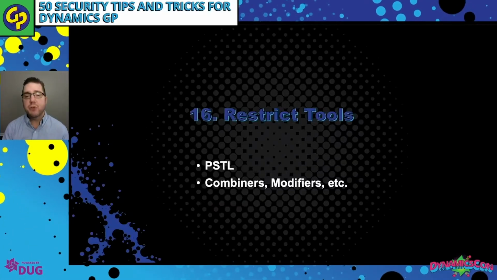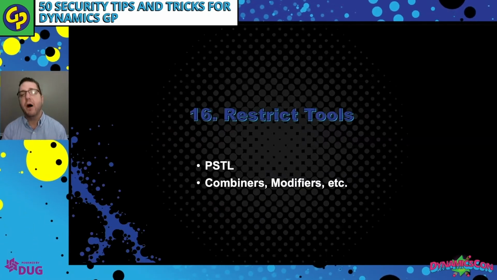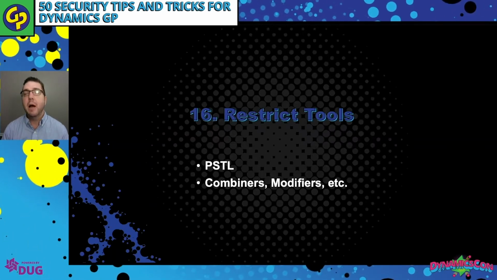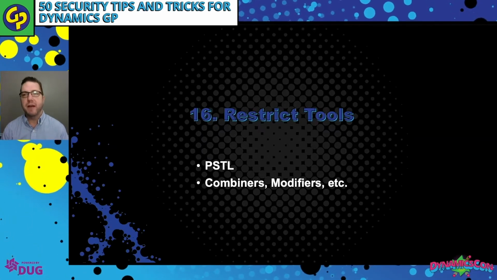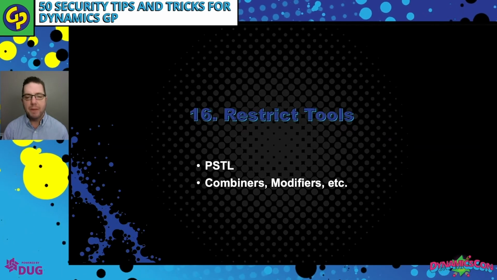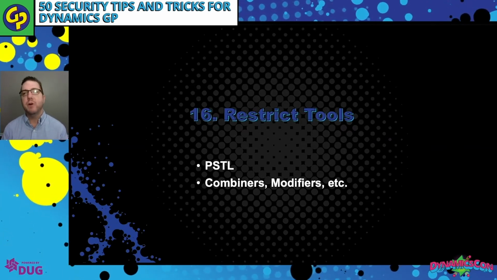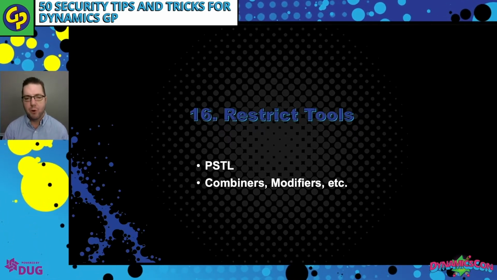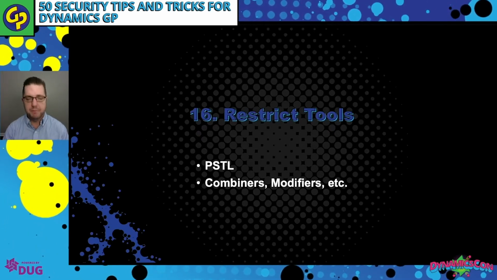Number 16, restrict tools. I'm a huge fan of Professional Services Tools Library, combiners and modifiers. I have fought with the Dynamics GP team to get some of those items in there, but at the same time, they're dangerous. If someone's created a fake vendor and done a bunch of inappropriate things and they feel that maybe the company's starting to get suspicious, you run a combiner and combine that fake vendor with a real vendor, and it becomes next to impossible to figure out what was done inappropriately. So you want to make sure that those tools are effectively restricted.